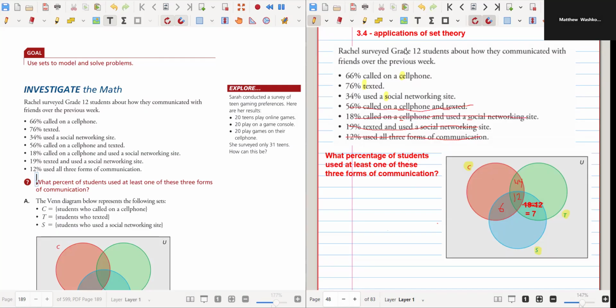Which brings us back to our main point. So again, this whole highlighted part here, the cell phones, is 66. But remember, it's 66, but then I have to take away the 44 people, the 12 people, and the 6 people. So 66 minus 44, that's 22. Minus 12 is 10. Minus 6 is 4. So there are 4 people who only called on their cell phone.